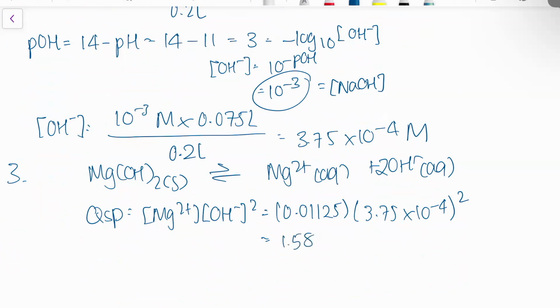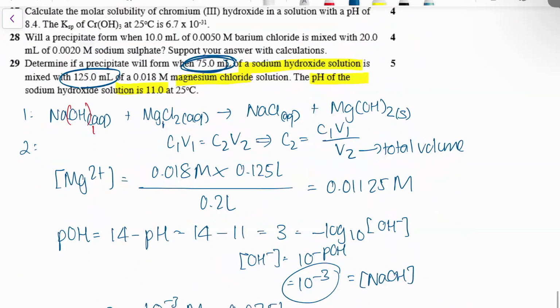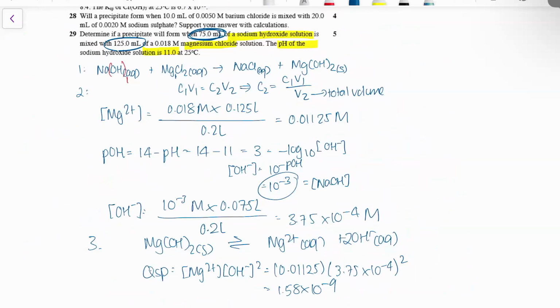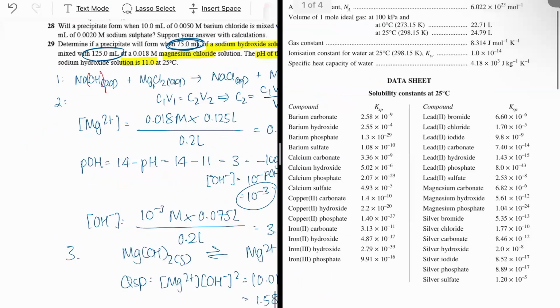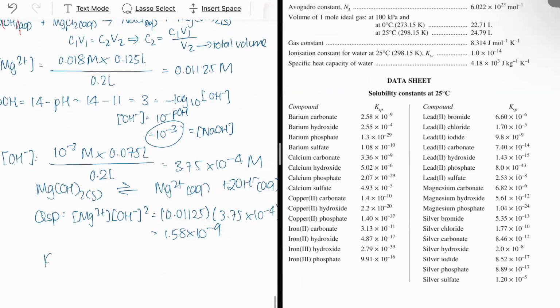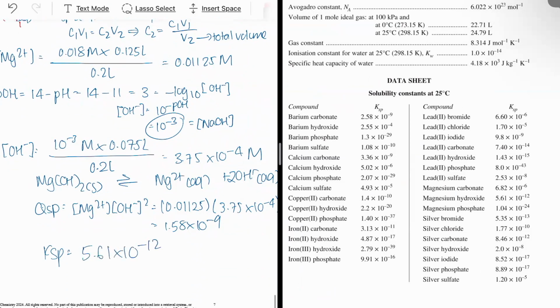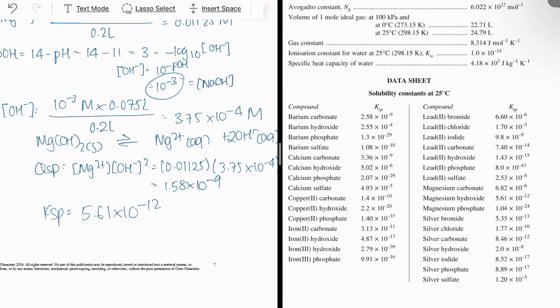1.58 times 10 to the minus 9. I have to check if it's greater than Ksp. They haven't given it to me in the question, so I have to go find it myself. What's the Ksp for magnesium hydroxide? 5.61 times 10 to the minus 12. Okay, so are we bigger than Ksp or no? Yes, we are. So Qsp is bigger than Ksp. So do we form a precipitate? Yes, so our precipitate will form.